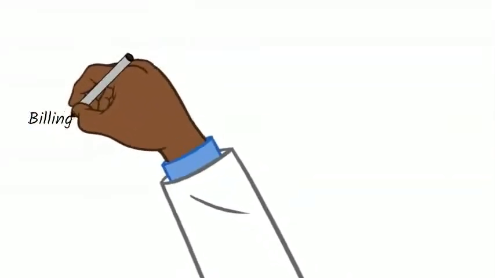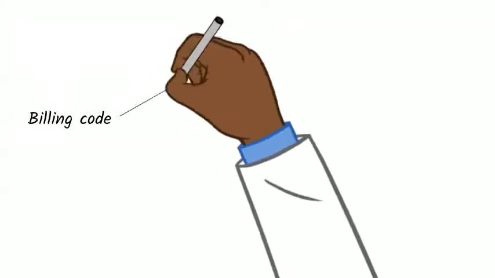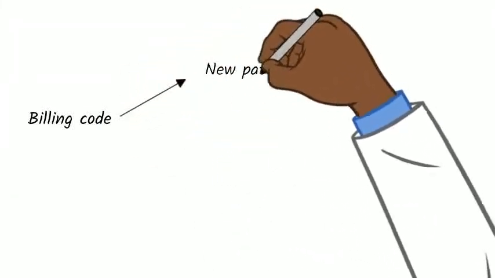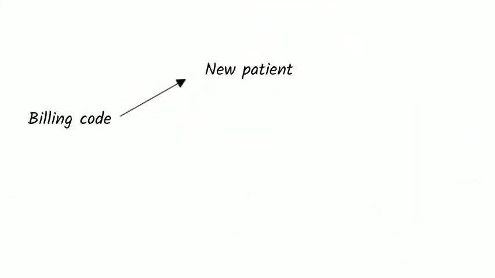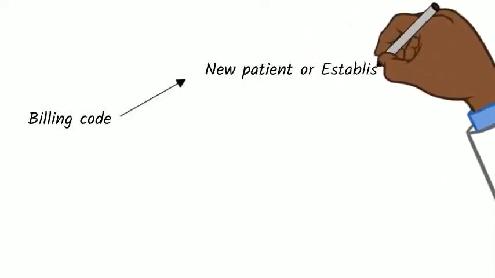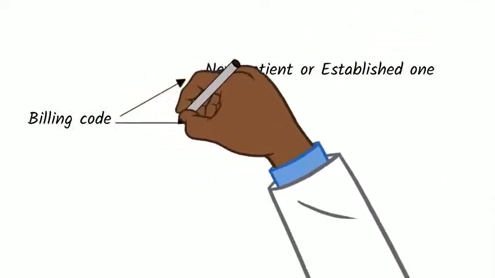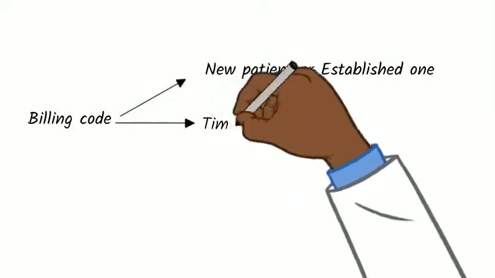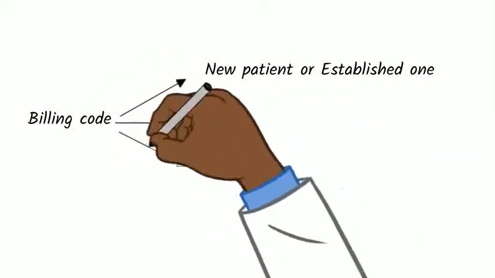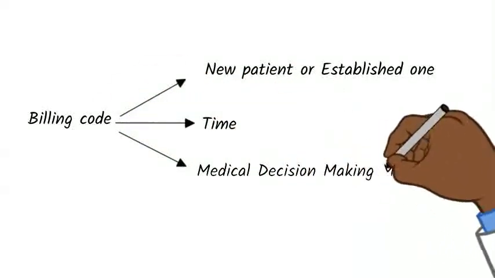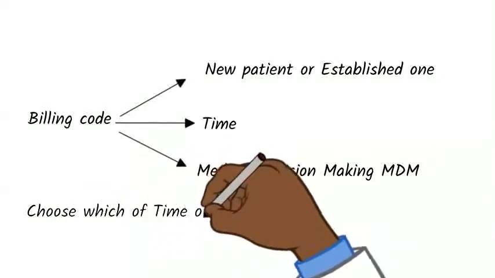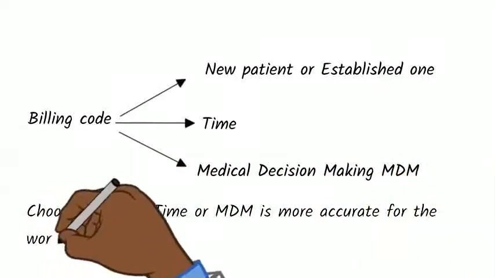The steps to determine the visit code are as follows. Determine if a new patient has not been seen in last 3 years in office, or an established patient. Calculate the time spent on the visit and its level code. Calculate the medical decision-making level. Choose the time or medical decision-making level which is more accurate for the work done.